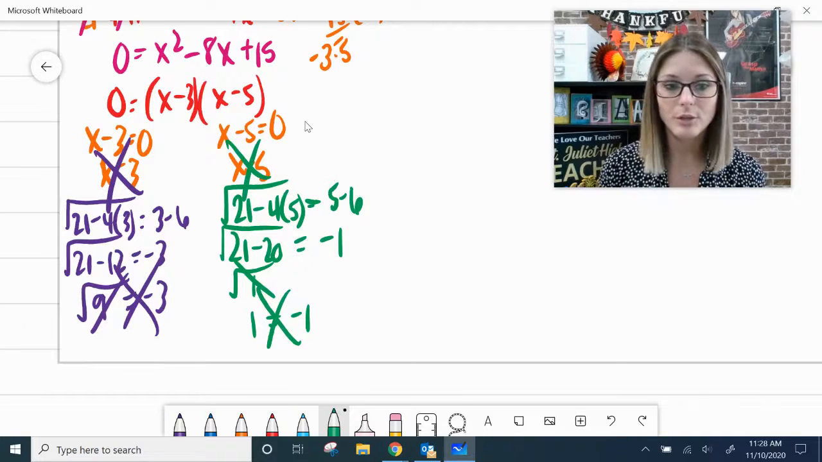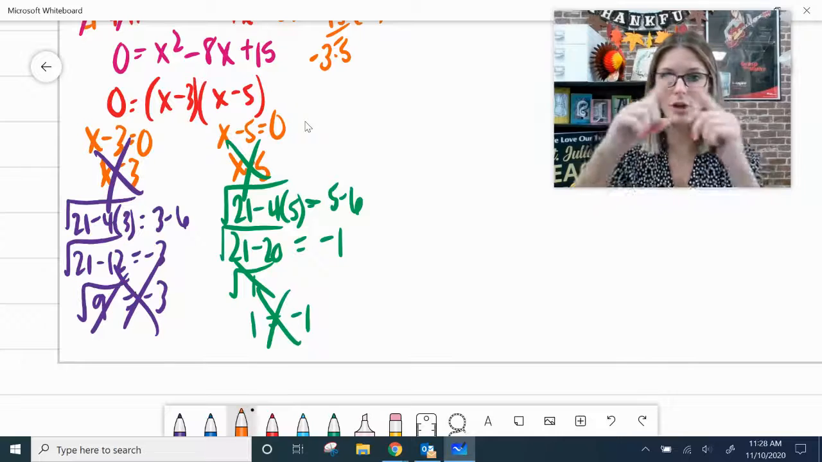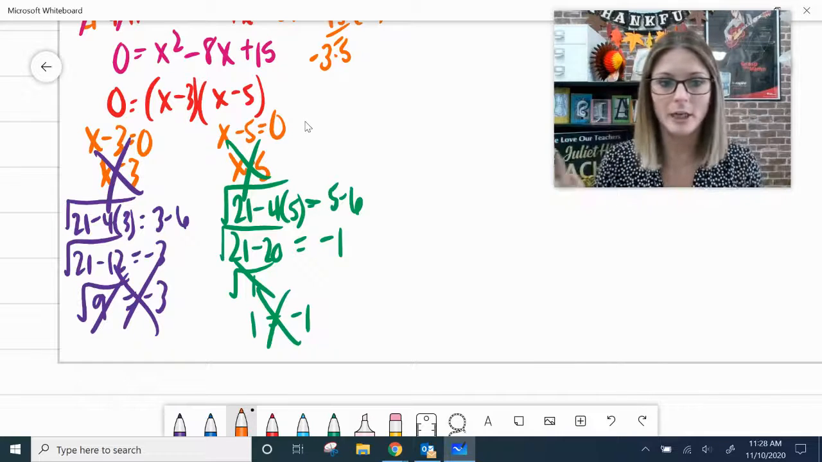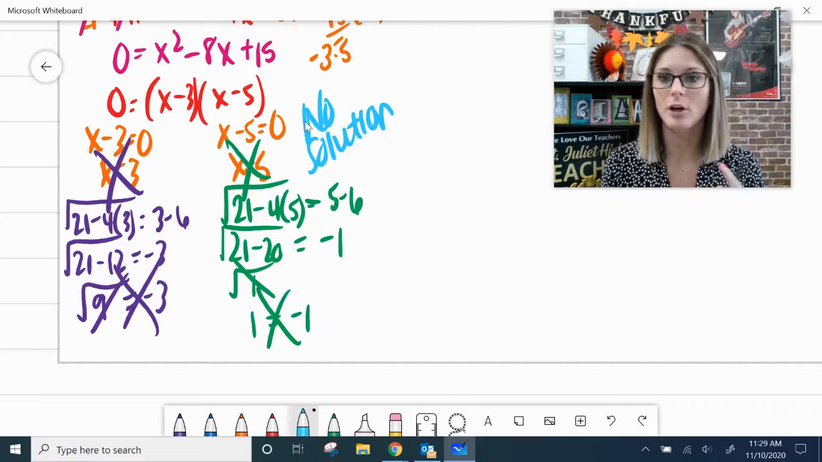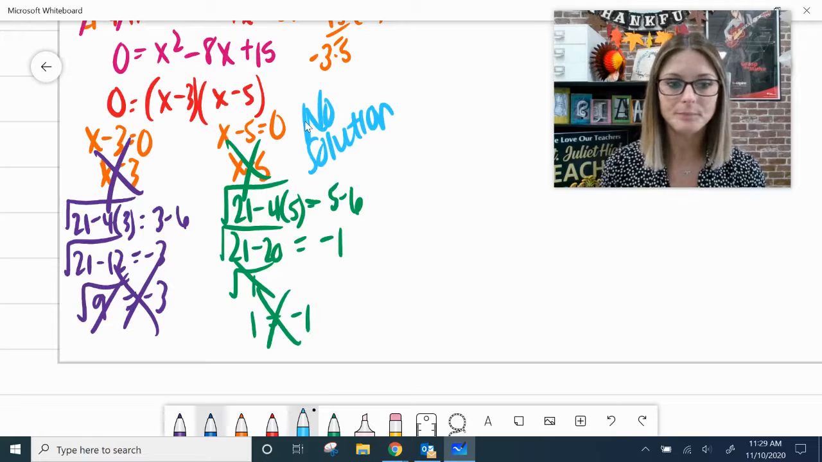So what you do, if you solved and you got 2 answers and both of them are extraneous, neither one of them work, the formal answer is no solution. If you're on a benchmark, if you're on EOC, no solution.